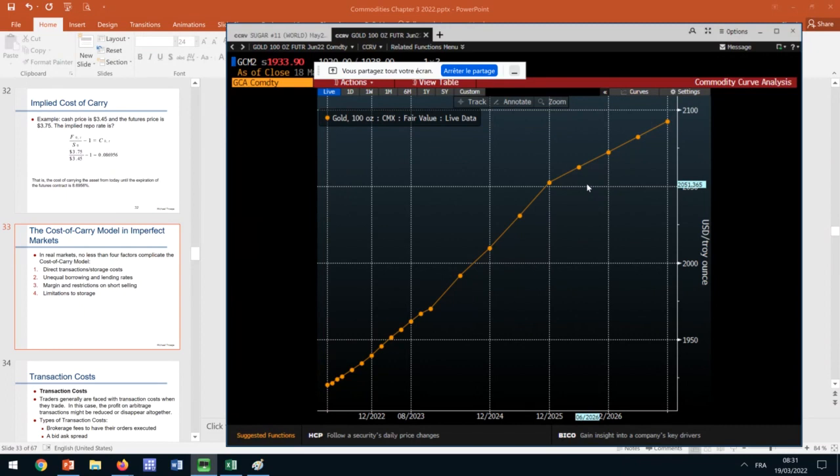So in the case of gold, the slope of this curve does not at all reflect the anticipations of a price change. The only thing that it reflects is the interest rate, or the cost of carry. So don't be misled into thinking that because this line is upward sloping, gold prices will increase. There is no information here about the likely evolution of the gold price.